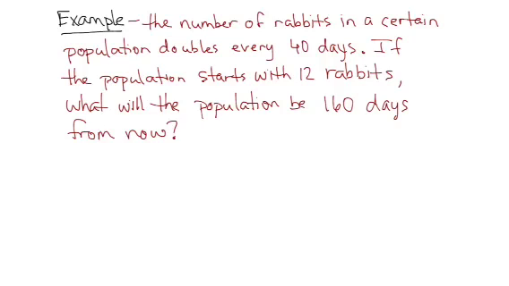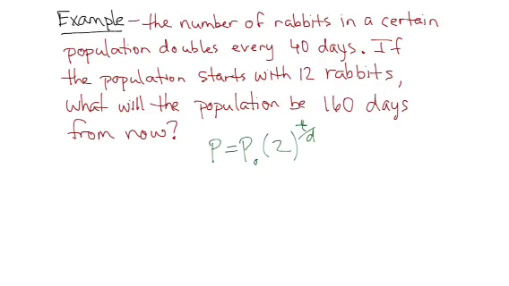So the rabbit population doubles every 40 days in this particular area. If the population, again in this area, starts with 12 rabbits, what will the population be 160 days from now? All right, so let's set up this formula. Again, the formula looks like this. P equals P sub 0, it's doubling, and then T divided by D.